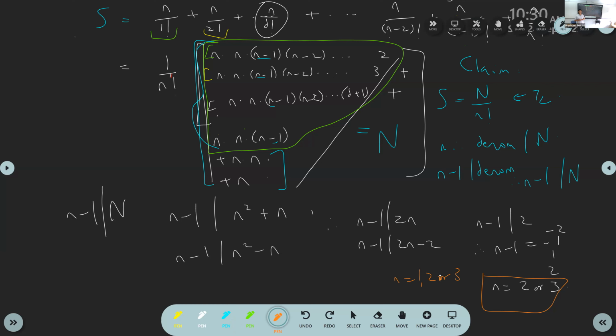Okay, question 2. I think question 2 should have been straightforward if you know AM-GM, RMS kind of inequalities.